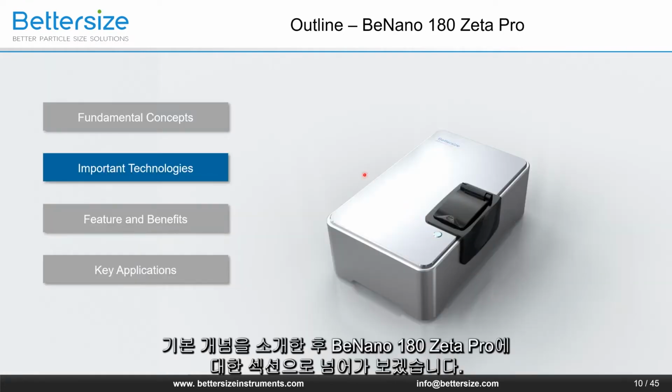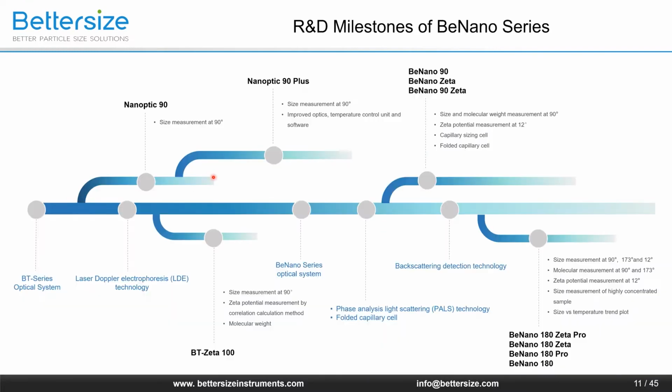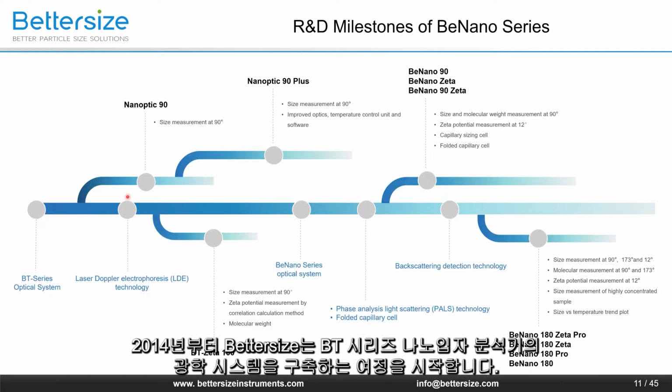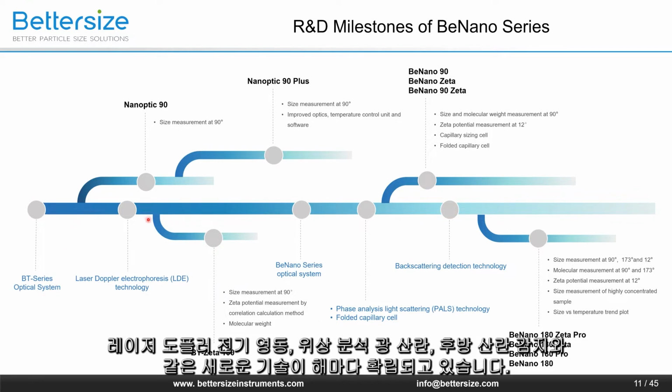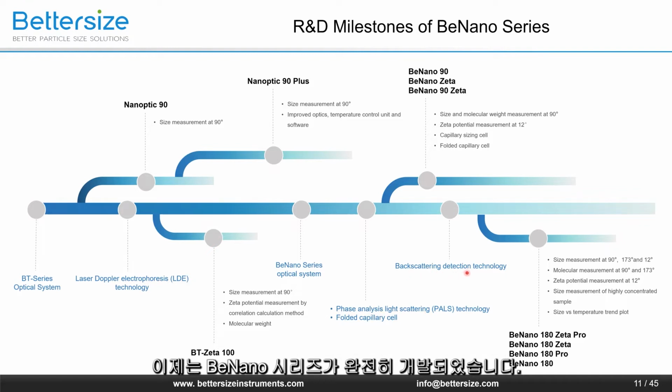After introducing the fundamental concepts, let's move on to the section concerning the product, the BeNano 180 Zeta Pro. Since 2014, Betterside has started the journey to build the optical system of the BT series nanoparticle analyzer. Year by year, novel technologies such as laser Doppler electrophoresis, phase analysis light scattering, and backscattering detection have been established. Until now, the BeNano series is fully developed.